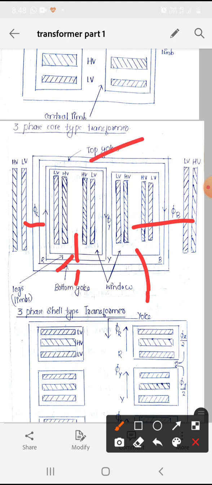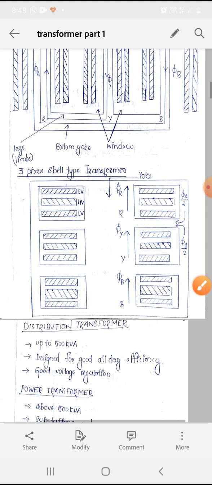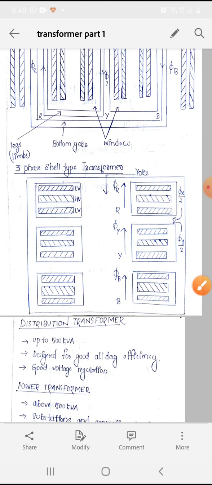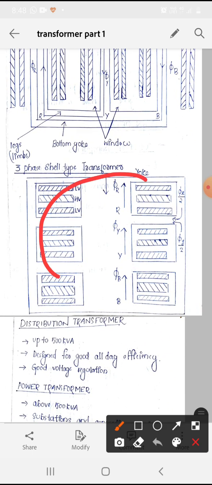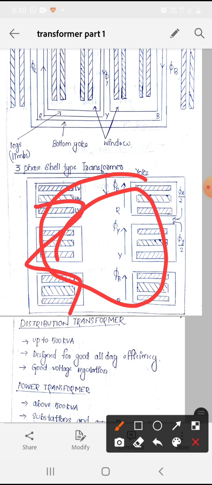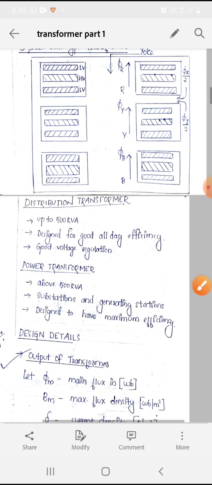So moving on to the three phase shell type transformer. This is three phase shell type transformer. These are the primary three phase windings, and these are the secondary three phase windings. So moving on to the distribution transformers and power transformer differences.